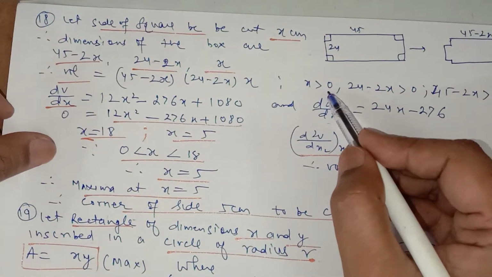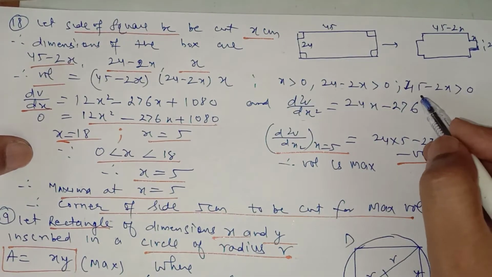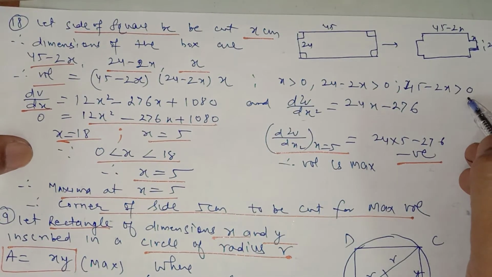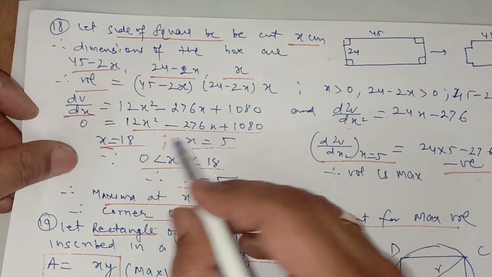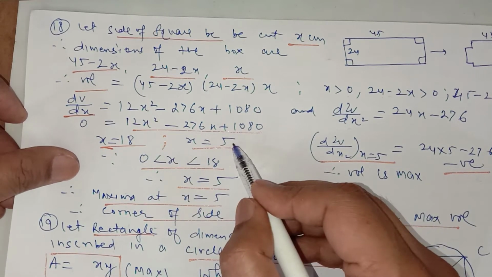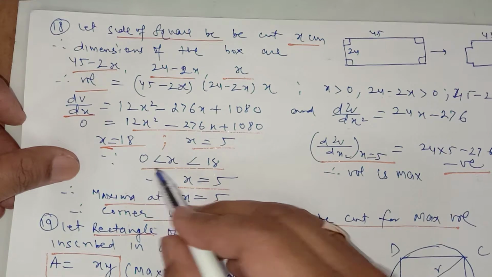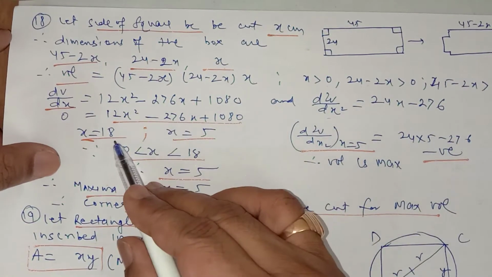The value of x should be greater than 0, and 24 minus 2x is also greater than 0, and 45 minus 2x also greater than 0, because they cannot be negative or 0. Now find its first derivative and put it equal to 0. The value of x is coming out to be 18 and 5, and because the value of x should lie between 0 and 12, from this condition the value of x will be 5, it cannot be 18.